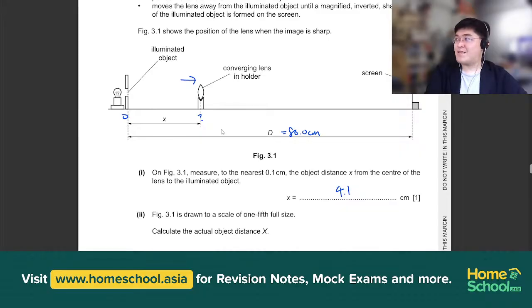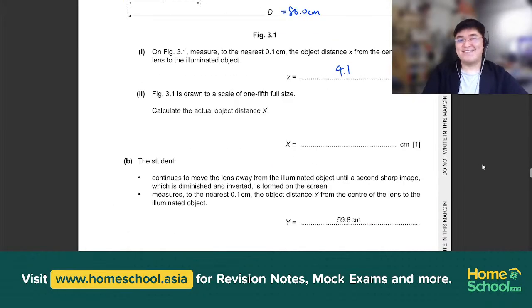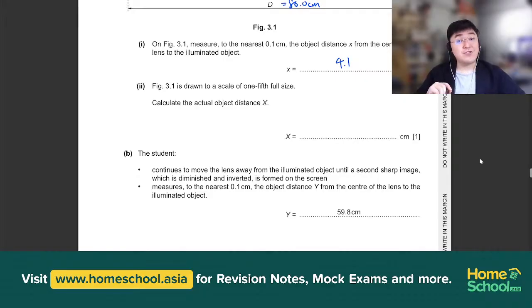If you don't get 4.1 in the 1-to-1 scale, your ruler might not be very accurate, or you are not very accurate. All right, so let's move on. Part 2.